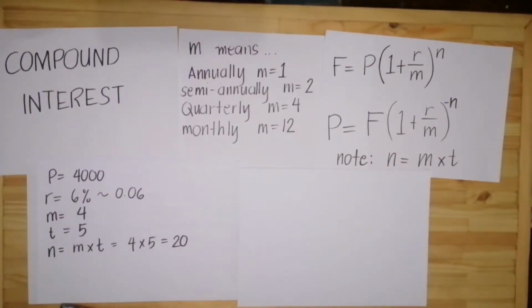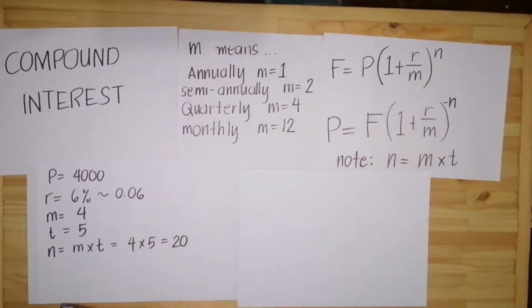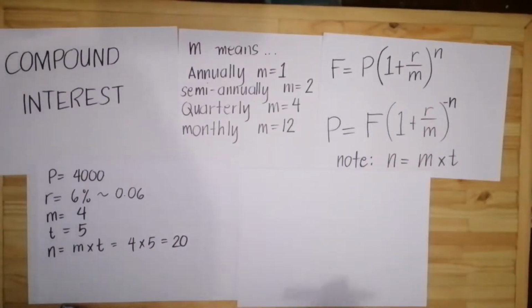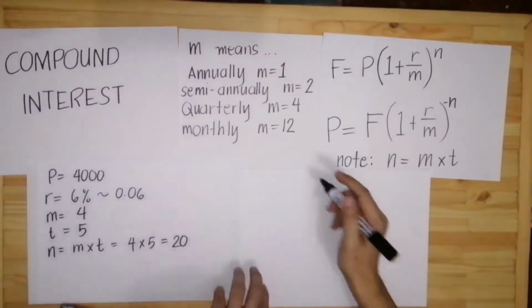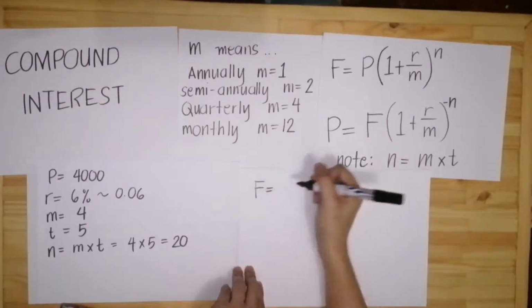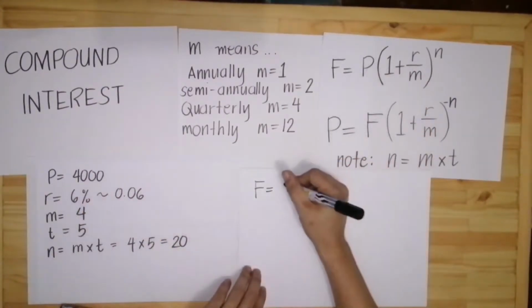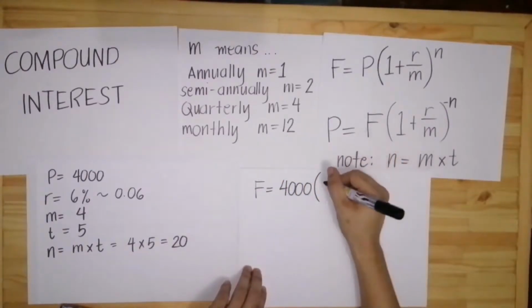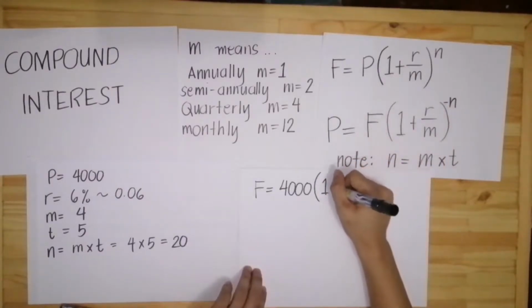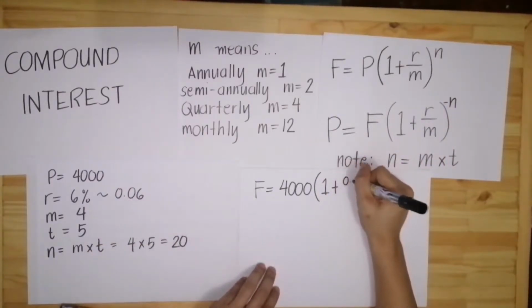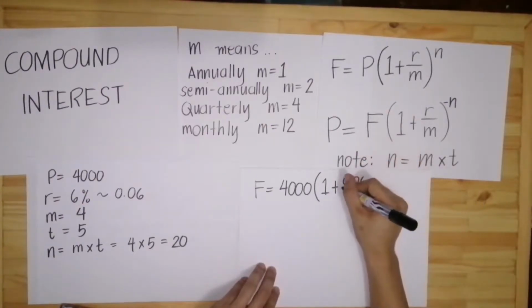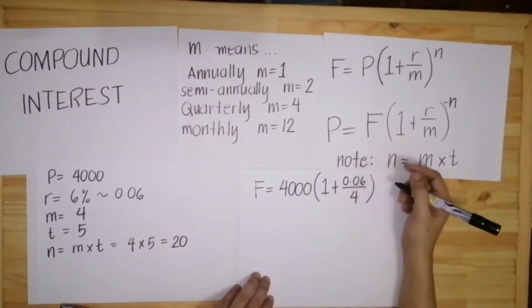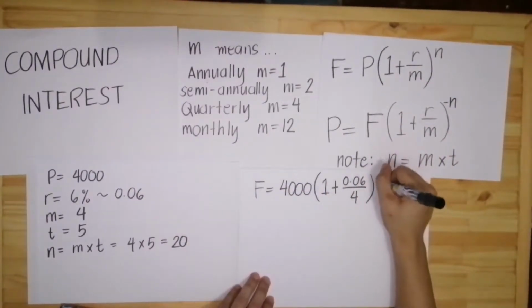So, let's have the formula. Ito yung class F is equal to P times the quantity of 1 plus R over M raised to N. So, F, copy natin yung value ng P which is 4,000. Then, copy natin yung 1. Then plus, yung R natin ay 0.06 over M. Yung M natin ay 4 raised to, yung N natin ay 20, positive 20.